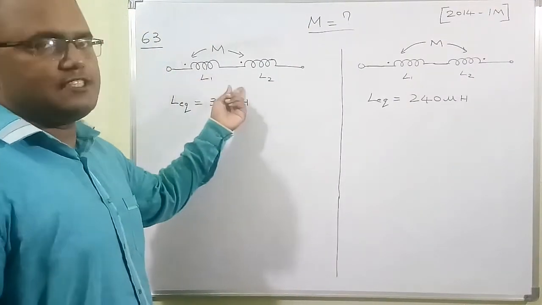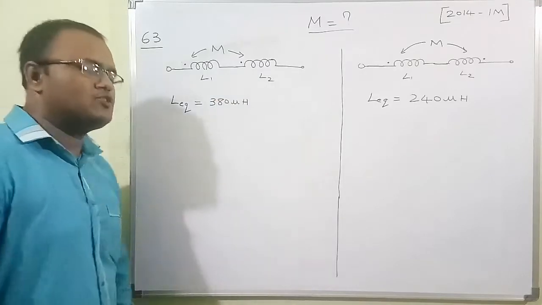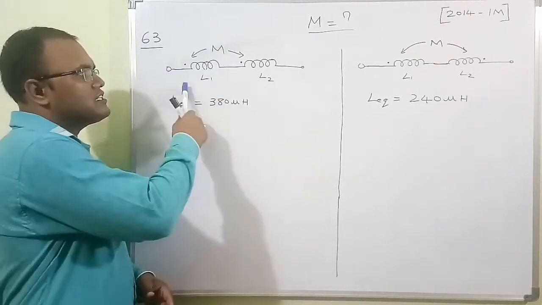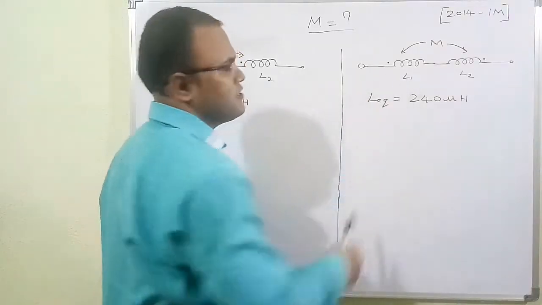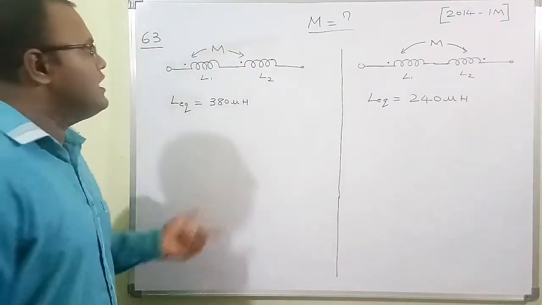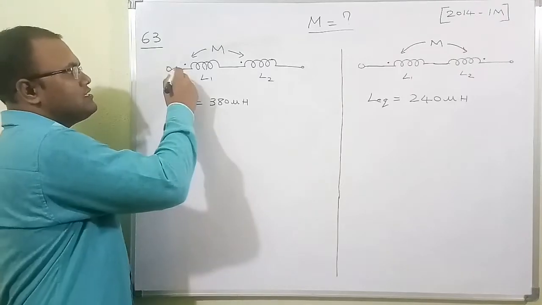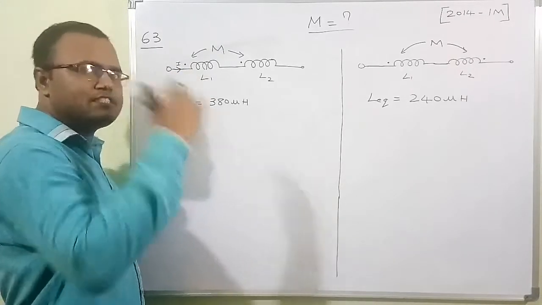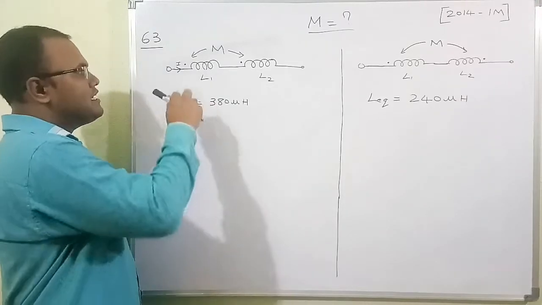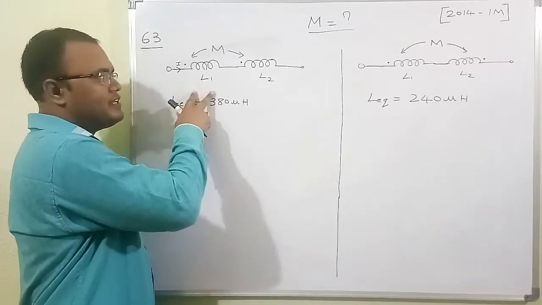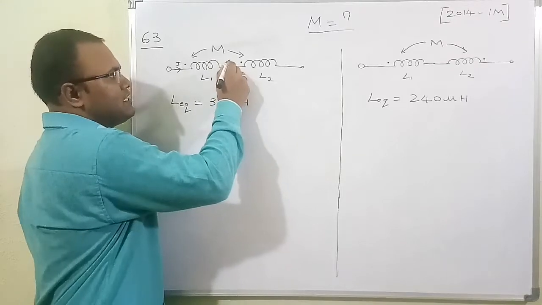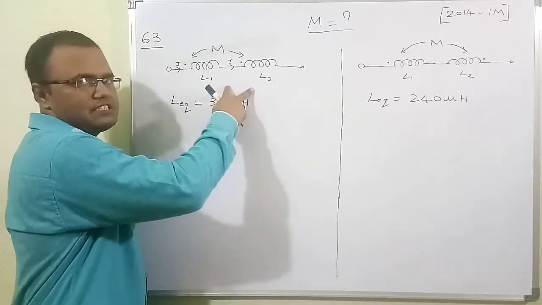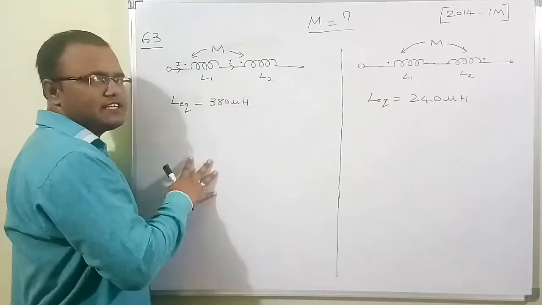They are connected in series fashion. Whenever two coils are connected in series, they can be connected in two ways: series aiding and series opposing. Series aiding means the current entering the dot in the first coil enters in the same fashion in the second coil. See here, the current is entering the dot in the first coil. Similarly, the current is entering the second coil through the dot. So the same fashion is happening. That is why this is called series aiding.